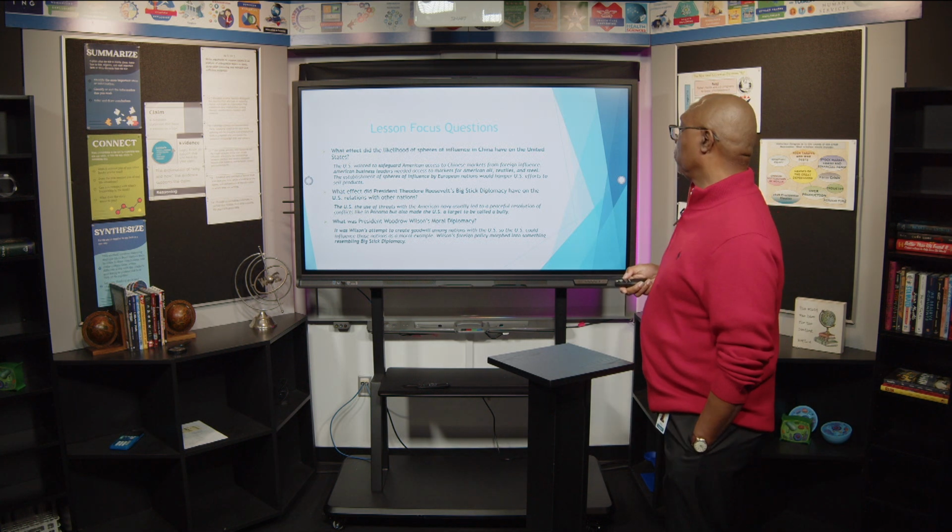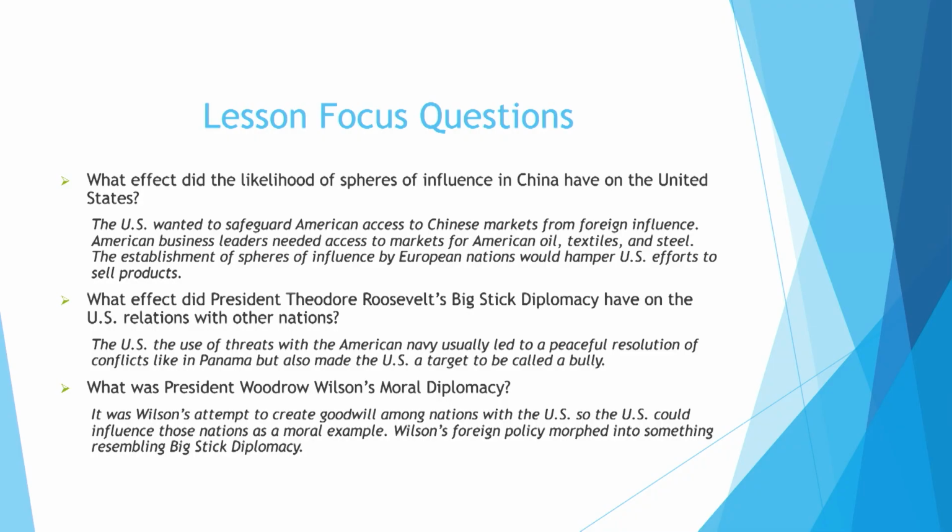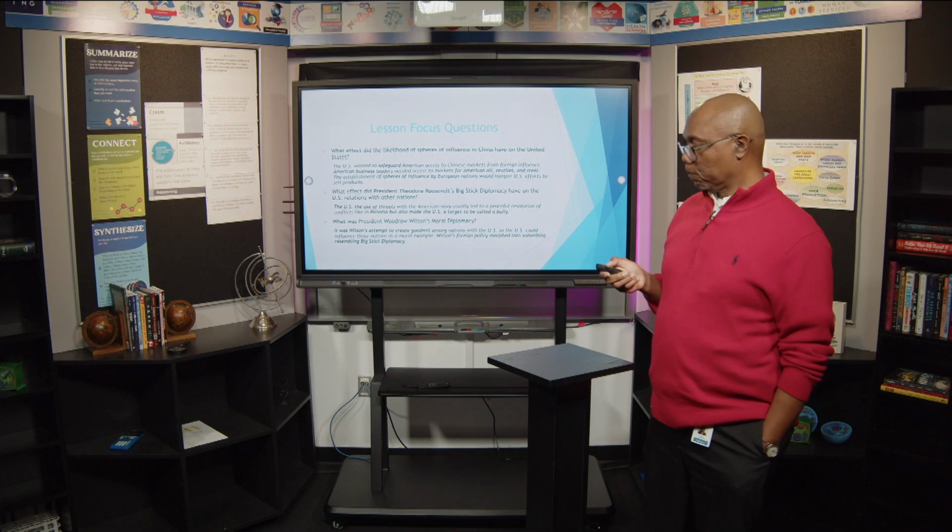What was President Woodrow Wilson's moral diplomacy was the third lesson-focused question, and it was Wilson's attempt to create goodwill among nations with the U.S. So the U.S. could influence those nations as a moral example, but his foreign policy morphed into something resembling big stick diplomacy.